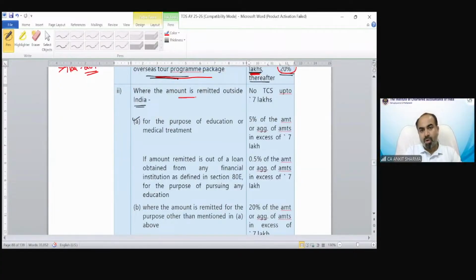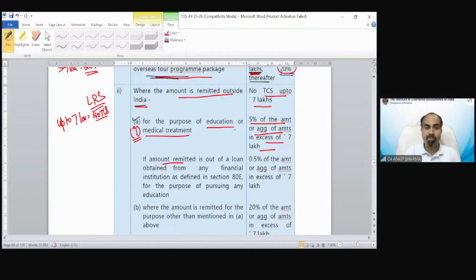Point number 2, where the amount is remitted outside India and the remittance. Now we are talking about the liberalized system, LRS scheme. This is LRS scheme provision. So if you are going to remit amount outside India for the purpose of education or medical treatment, then no TCS up to 7 lakh rupees. That is an exemption. But 5% of the amount or aggregate of amount in excess of 7 lakh. So if you are sending the amount more than 7 lakh for education purpose or medical treatment, in that case, up to 7 lakh, there is no TCS. Exceeding 7 lakh, 5% TCS needs to be extra paid by the buyer.